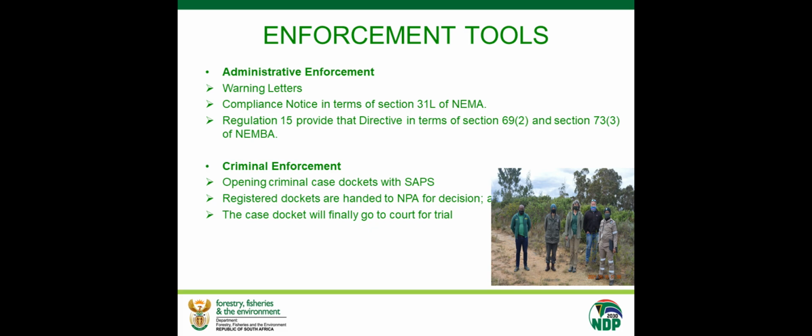So we open case dockets with the SAPS. This is where the SAPS comes in. We go to the police station, we open the case, we collect the evidence, and hand the docket to the NPA, the National Prosecuting Authority, for decision. The NPA are the ones who decide whether to prosecute or not. If they decide to prosecute, the matter will go to court, and all court processes, the pre-trial, the trial and the sentencing, will then follow.